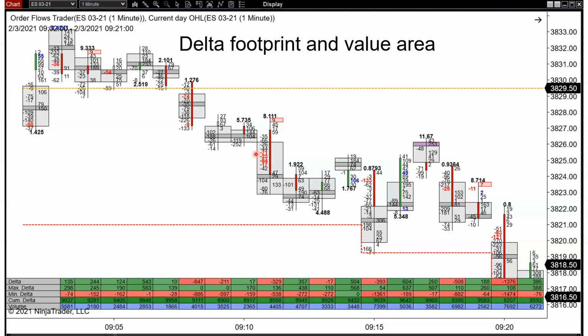Now you could add value areas to it, right? So you can see where most of the delta has been happening in relation to value. One of the most important things I want you to take away by the end of this course is understanding where a bar is trading in relation to its value, right? Because you're going to find some very important aspects of market movement that you haven't really thought of before, okay?